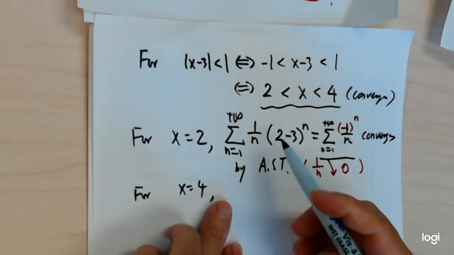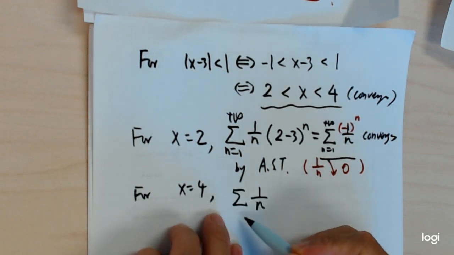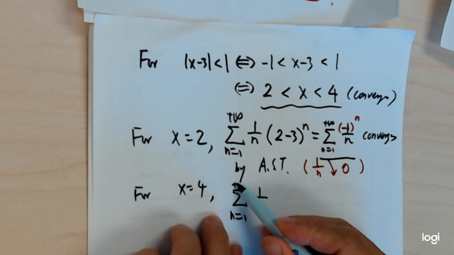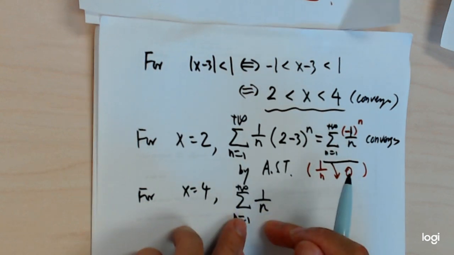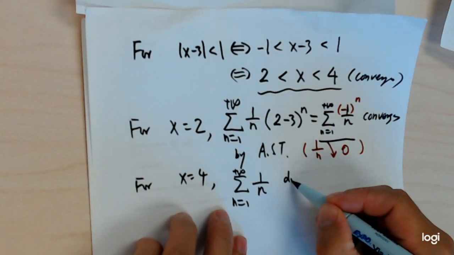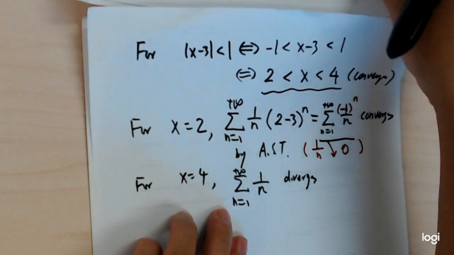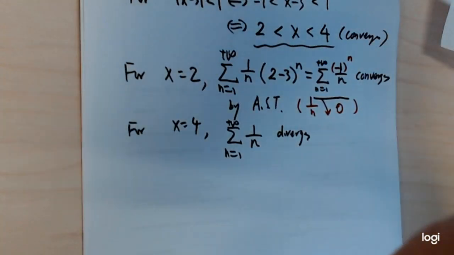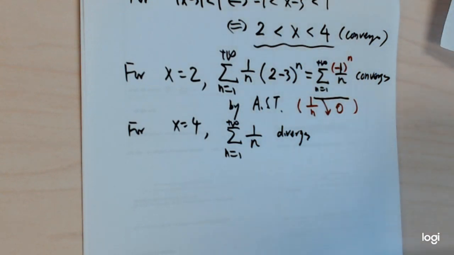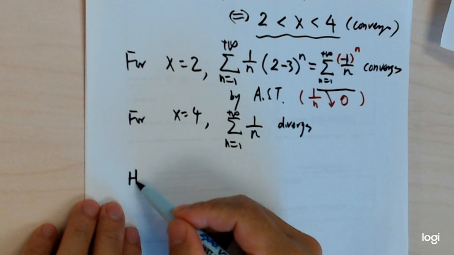When x equals 4, you plug in 4 there. I want you to verify that this is the same as sigma 1 over n. That's the actual series at x equals 4. As we all know, this series diverges. So we look at the endpoint separately, and in the end, the final answer to this problem is this.